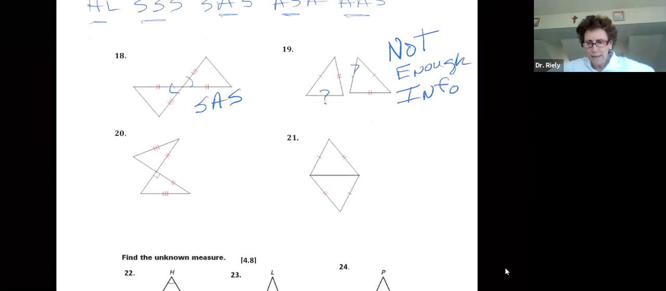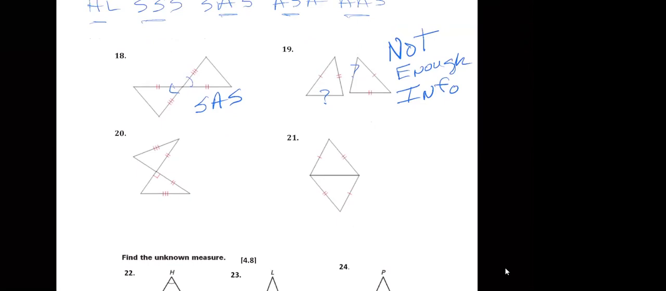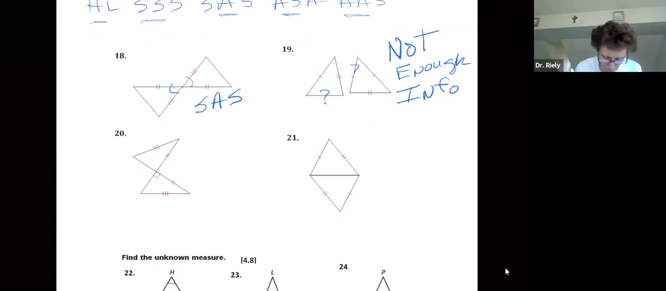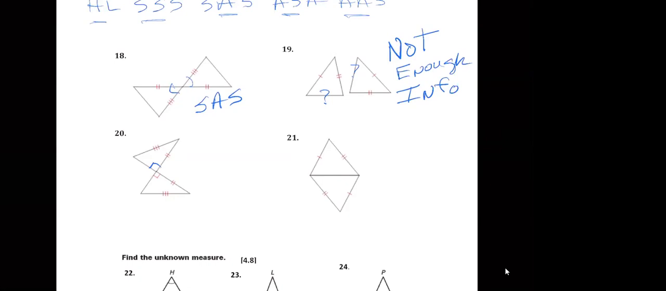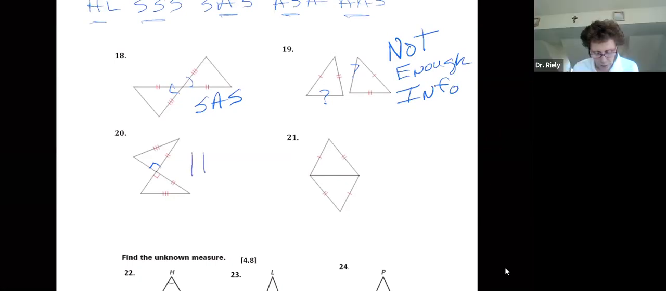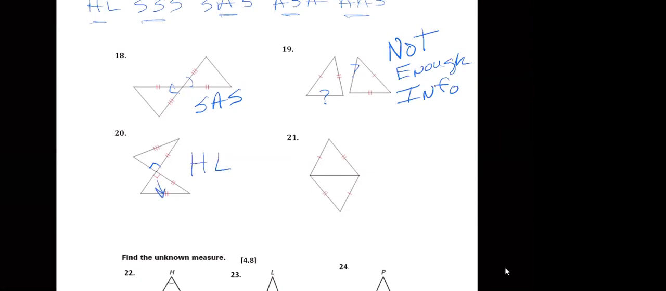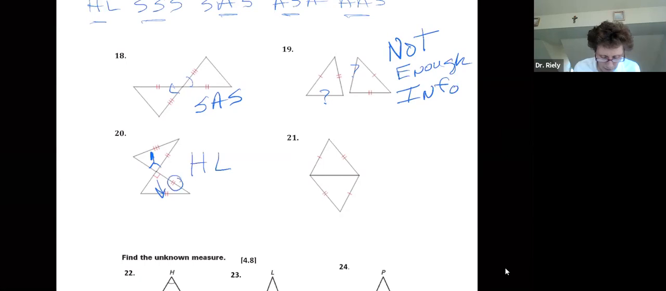How about 20? Alkani, what do you think about 20? For 20, I got HL. Beautiful. Did you write in the other vertical angle over here, opposite the right angle? You have to put that one in there, and then you are exactly right. You can get HL then, because you have the side opposite, which are the hypotenuses, and then you have a leg. So you got it. Perfect.